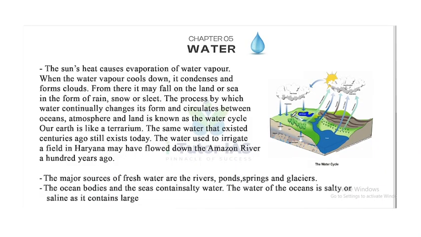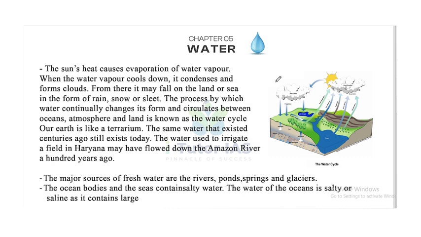Today we will be discussing Class 7 Geography NCERT Chapter 5 Water. Let's start. The sun's heat causes evaporation of water vapor. When the water vapor cools down, it condenses and forms clouds.